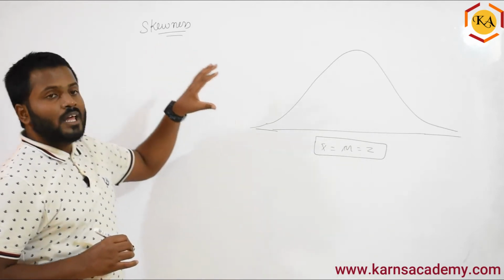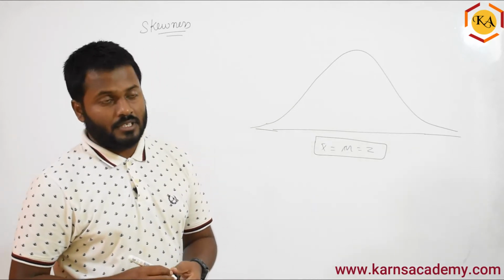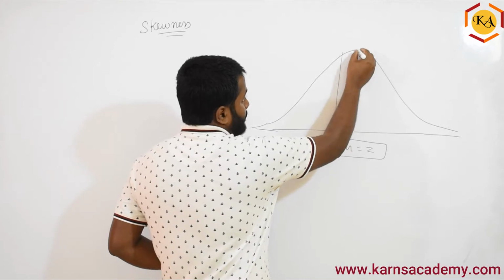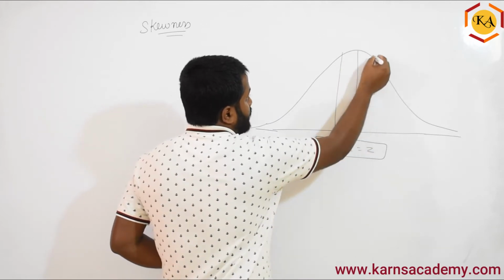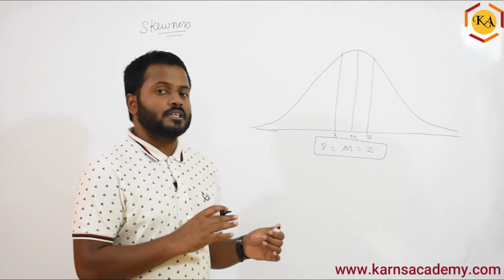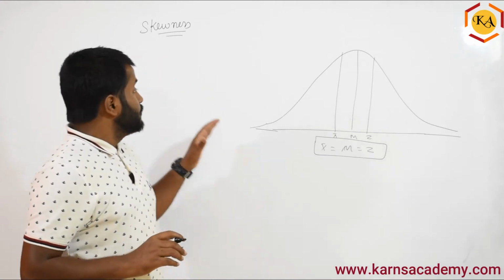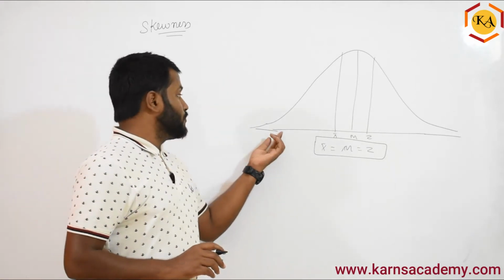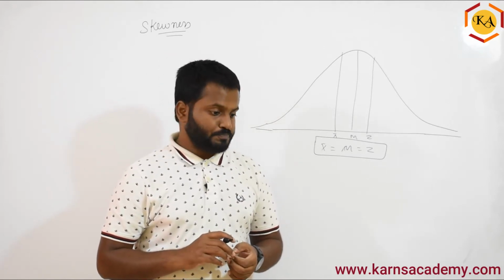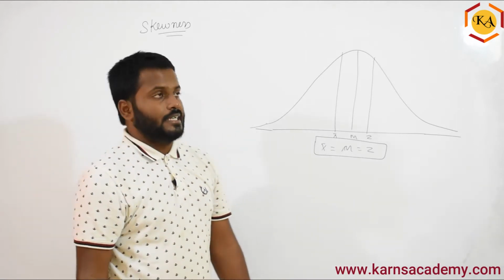So skewness will help you to measure whether the data is symmetrical or asymmetrical. If it is symmetrical, very simple condition, the mean, median, and mode values are all equal. Otherwise the data is asymmetrical, and then we have to convert it into symmetrical and do the analysis. That is a different thing. But basically skewness will help you find the shape of that particular data.